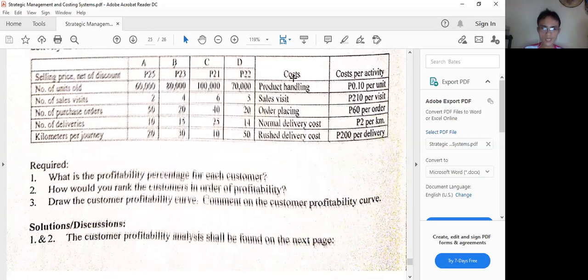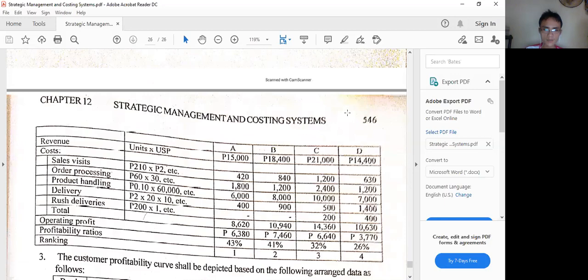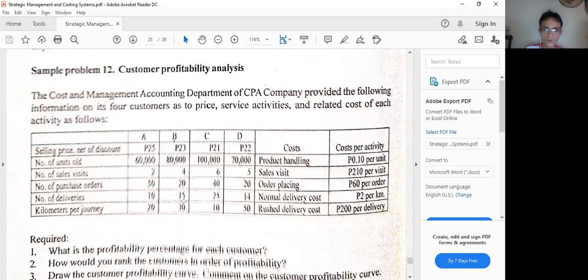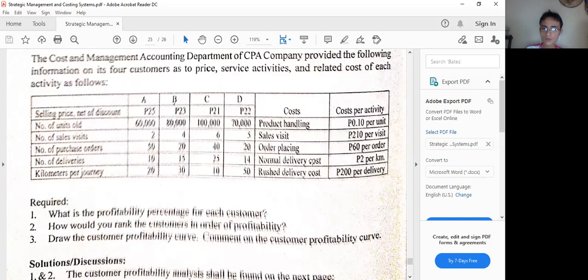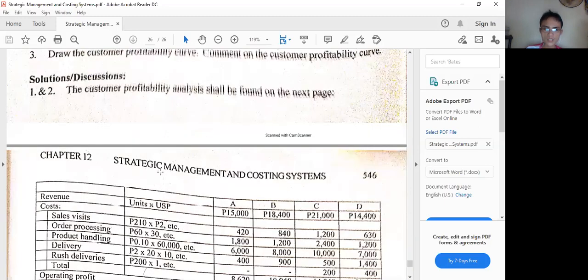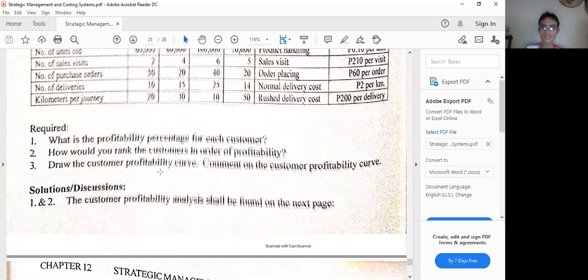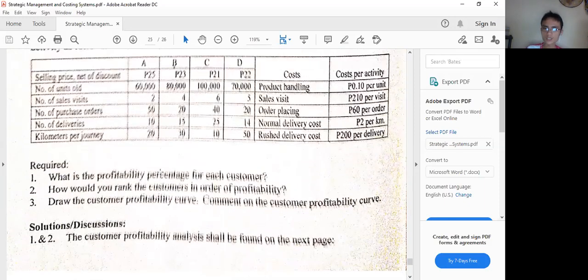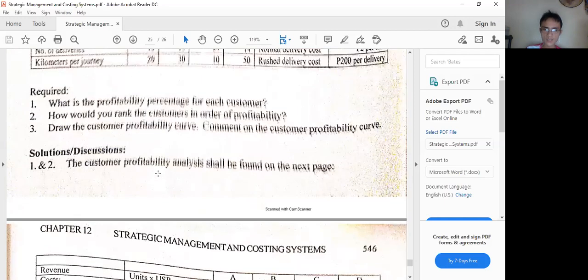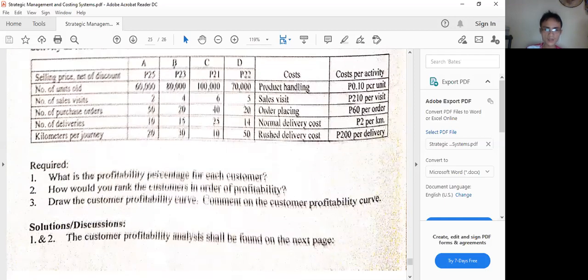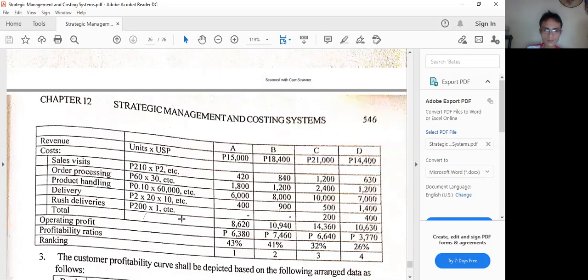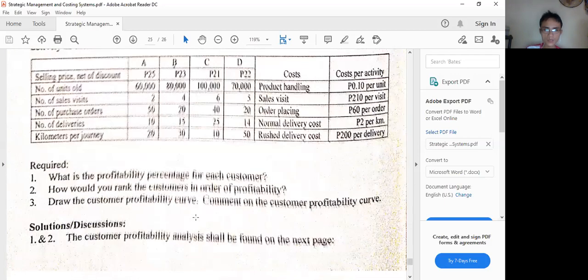Number of units, product handling, sales visit, order placing, 60 times 30. The normal delivery cost is the one that is quite unique because it is 2 times 10 times 20. The rush delivery cost is 200 times 1, all right, because it is just like an additional cost to be imposed. Okay, so I hope that is clear. It's 200 times 1 for A.